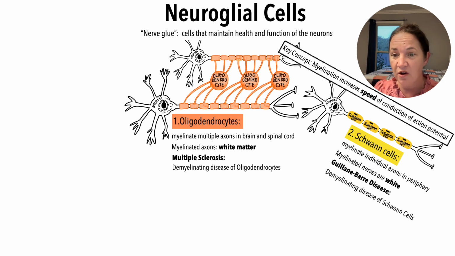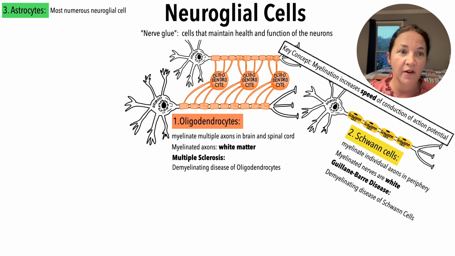There's another disease called Guillain-Barré disease. This is also an autoimmune disease, and it's when you have a demyelinating disease of the Schwann cells. So in this disease, you're going to have symptoms first in the peripheral nervous system, like making muscles move. And in multiple sclerosis, they can have central nervous system symptoms as well, like fatigue and brain fog.